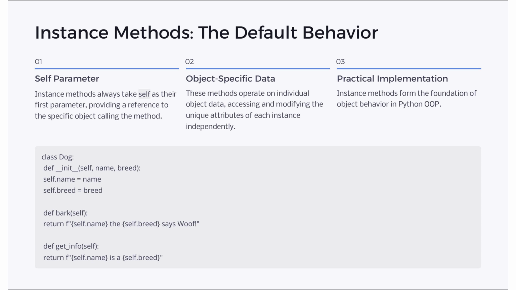Instance methods in Python OOP use self to access specific object data, allowing unique attribute manipulation. For example, in the Dog class, bark and getInfo methods utilize self to return personalized messages for each dog instance, like Max or Luna. This approach forms the core of object behavior, enabling tailored interactions.